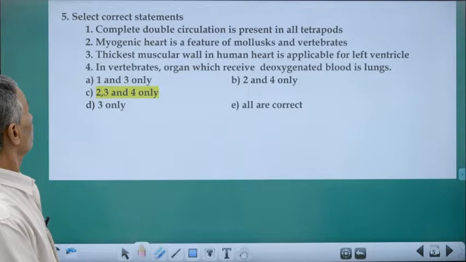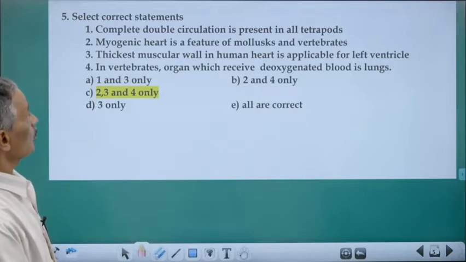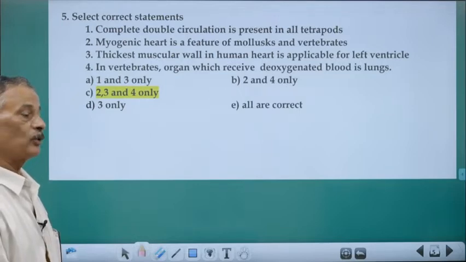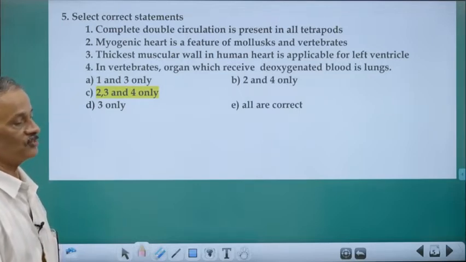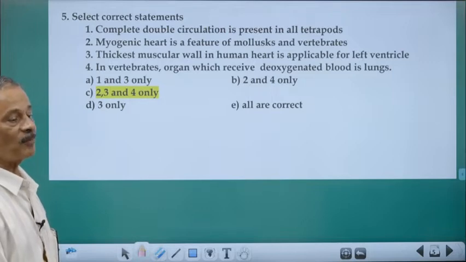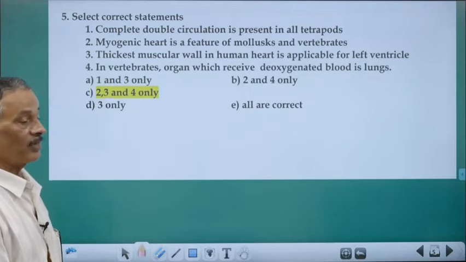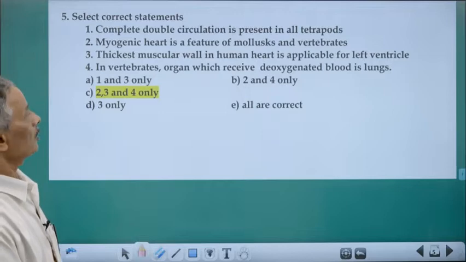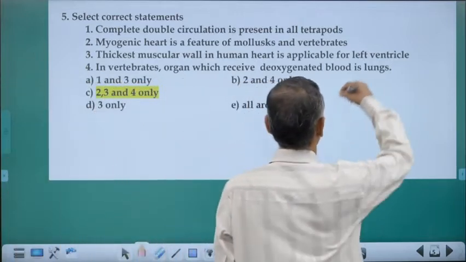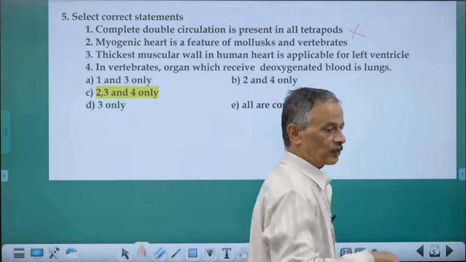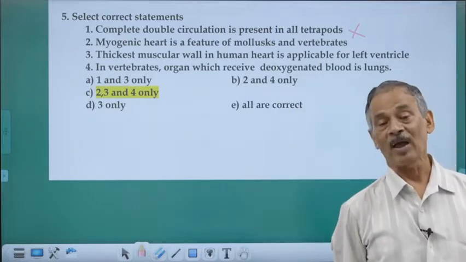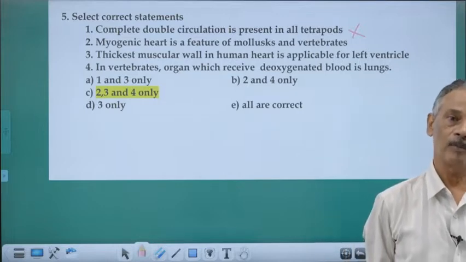Correct statement. Complete double circulation is present in all tetrapods. Tetrapods include those which are having 2 pairs of limbs, amphibia to mammals, and only in birds and mammals are you having complete double circulation. Why? Because only in them we are having complete separation of the ventricles. Okay, so the statement that all tetrapods have complete double circulation is wrong. In amphibia and reptilia we are having incomplete double circulation, whereas in birds and mammals alone we are having complete double circulation.